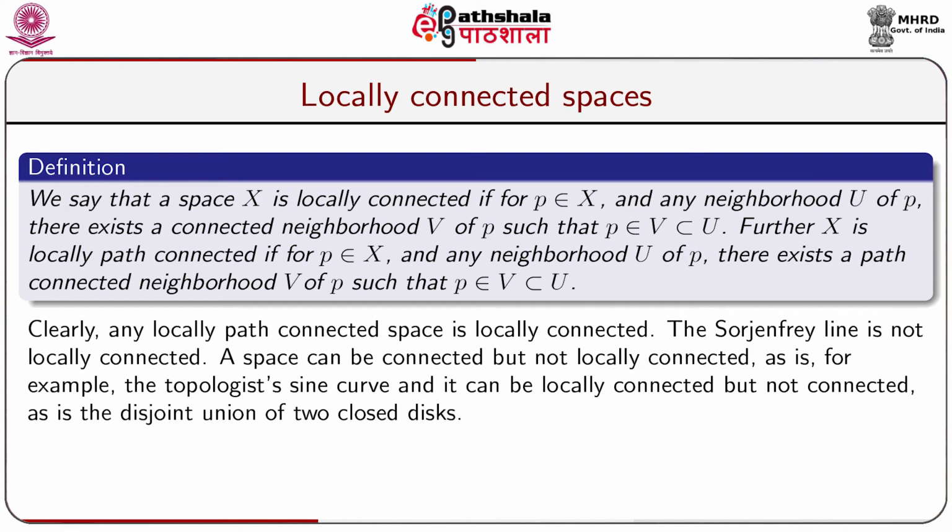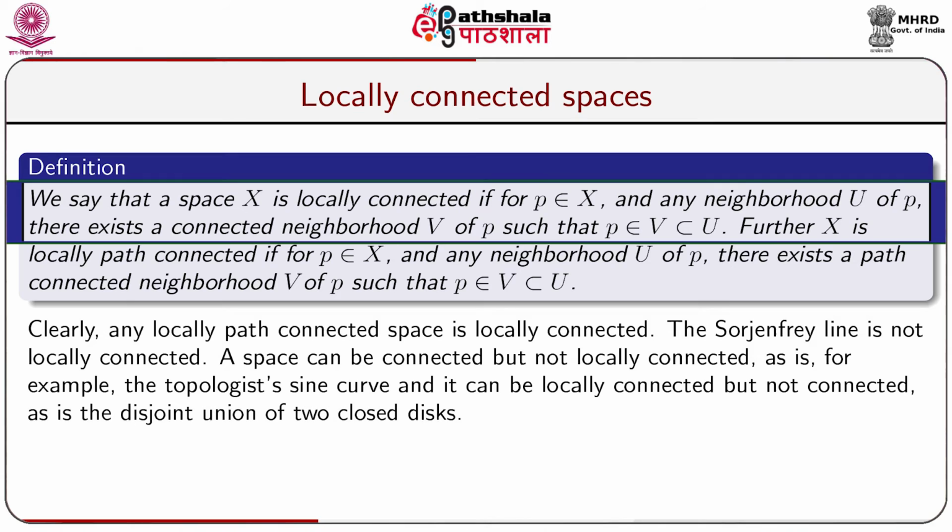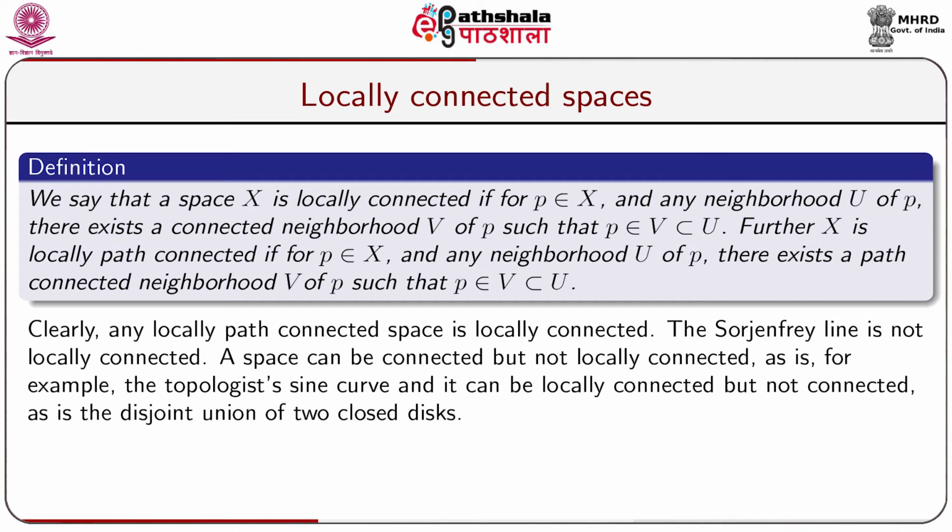the locally connected spaces. We say that a space will be called locally connected if every point of it has a neighborhood which is connected. That means if p belongs to X and for any neighborhood U of p, there exists a connected neighborhood V of p such that p belongs to V which is contained in U.